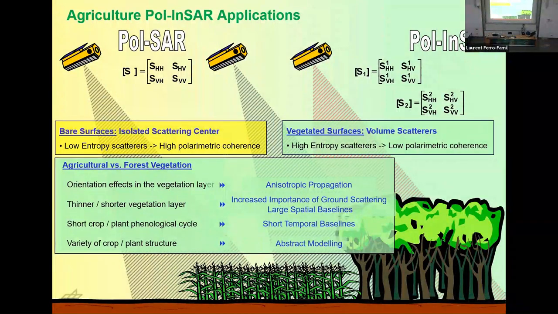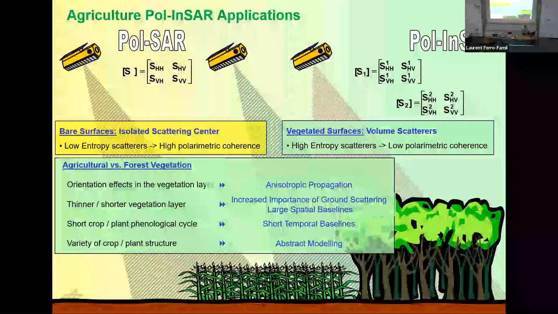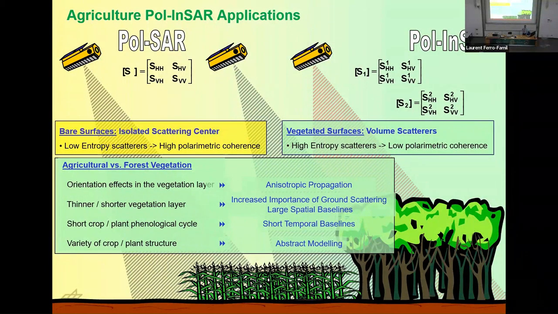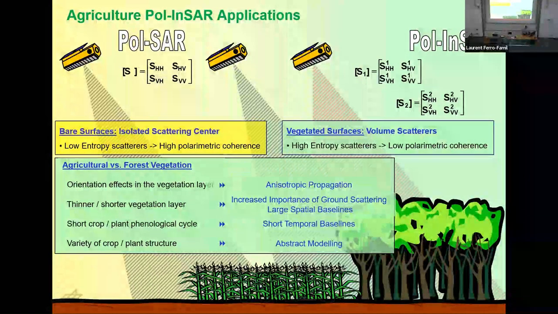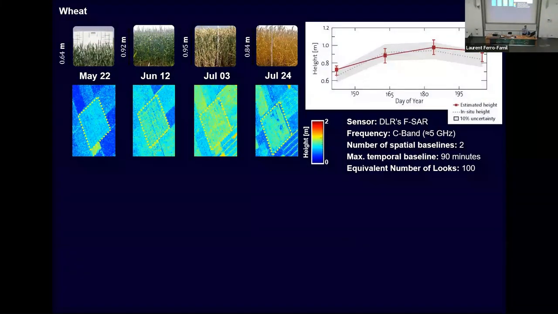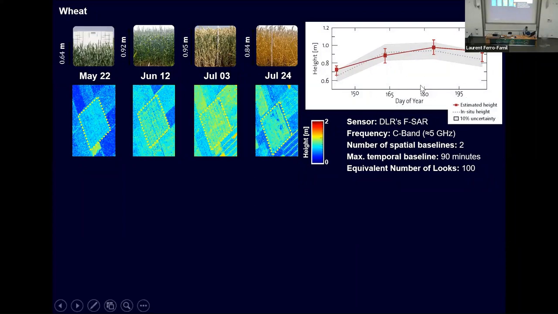And then of course, on the same area, you have a much wider change of structure in the crop case than in a forest case. So this means that your modeling should take into account also this larger spatial variability. But in any case, you can still go for height. For instance, this is a case, depending on the phenological stage, where the red is the height that was estimated with Pol-InSAR, and this dashed line is what was measured on the ground. You see that you have quite a consistency between what you estimate and what you measure on the ground.